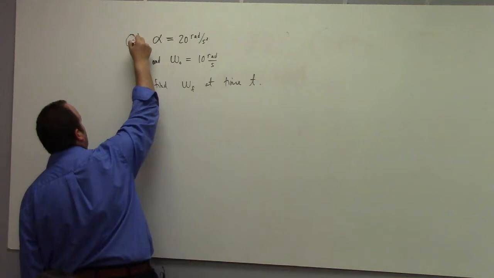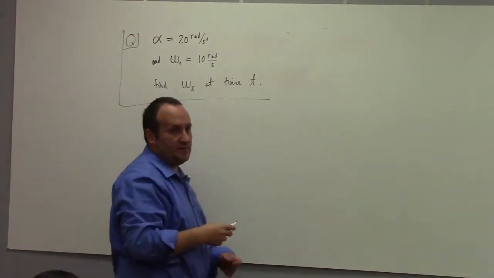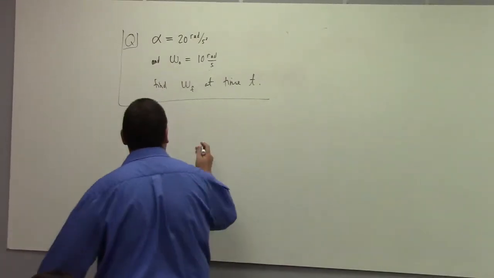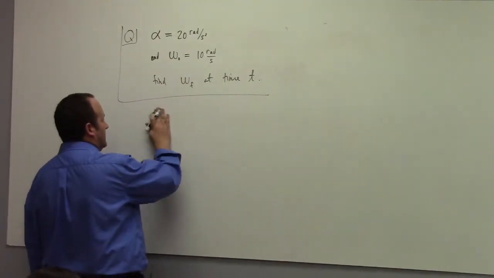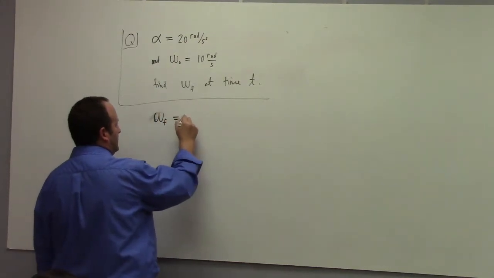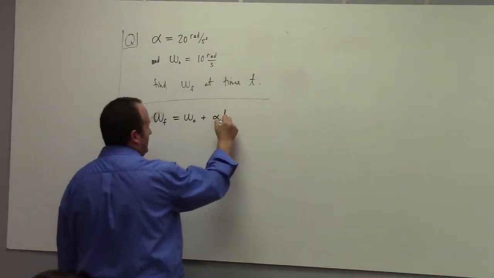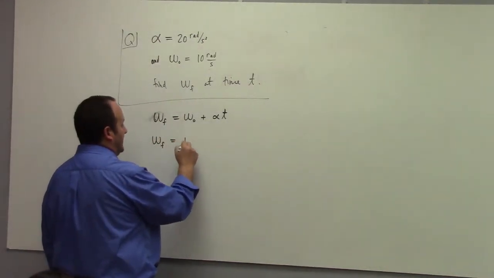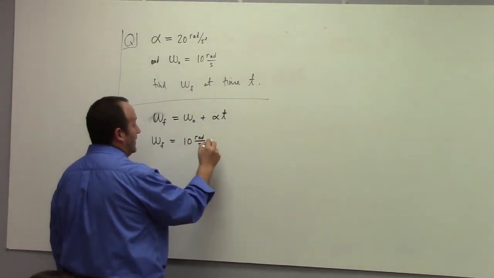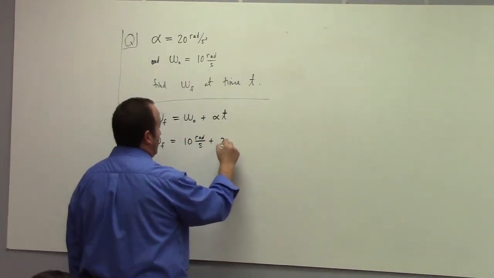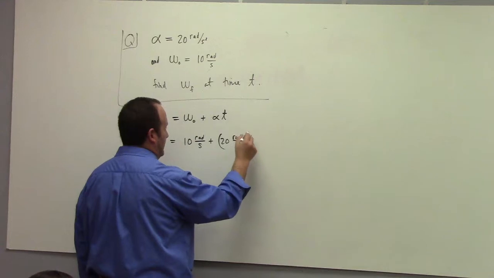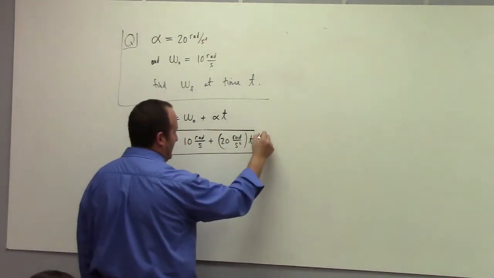See, this question makes sense. You don't actually have to know the time to give an answer. There's an algebraic answer that can be given here, and that answer would be as follows. Omega f, the final angular velocity, is equal to the initial angular velocity plus alpha t. So the answer would be 10 radians per second plus 20 radians per second squared times t. The answer would just have a t in it.